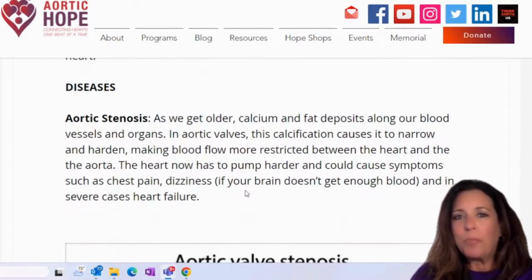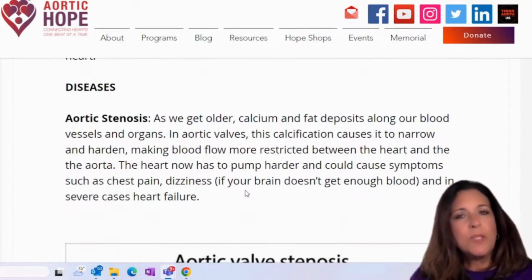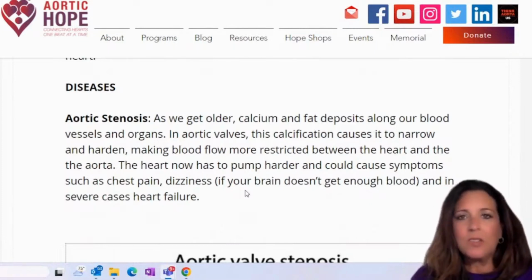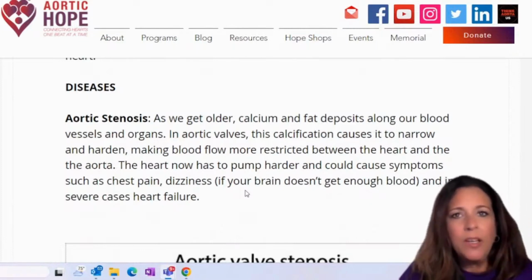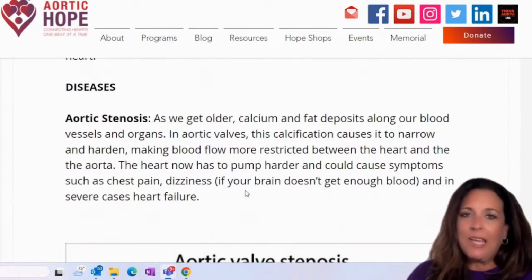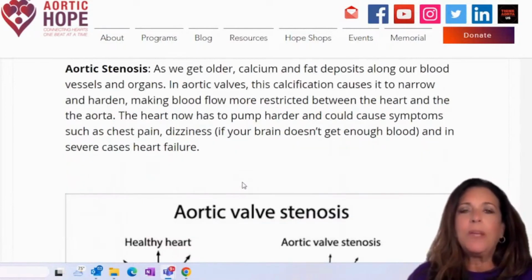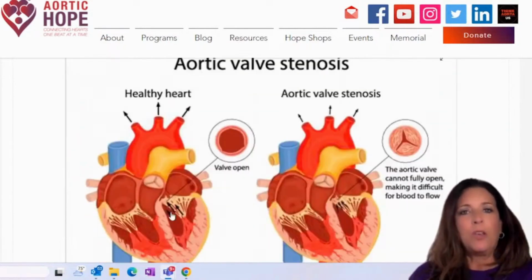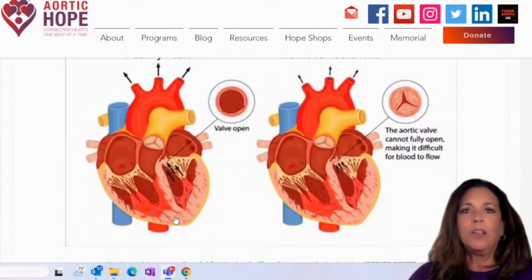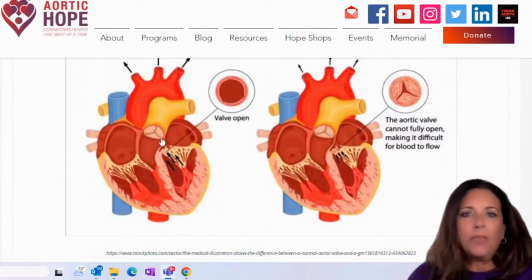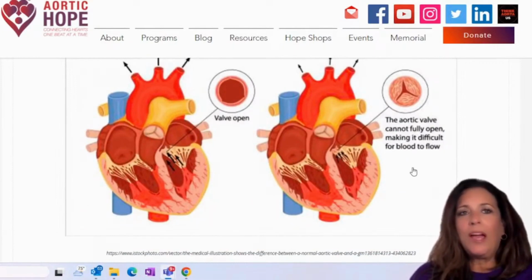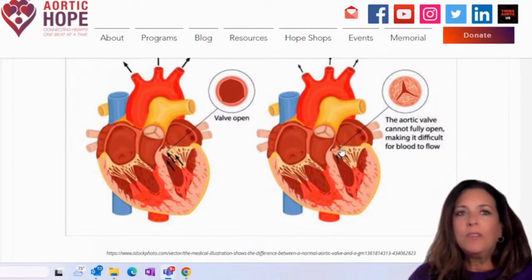The heart now has to pump harder and could cause symptoms such as chest pain, dizziness, like if your brain doesn't get enough blood. And in some severe cases, it can cause heart failure. So that would be aortic stenosis. Here's a picture of it. You have a healthy heart beating, valves opening. Okay. Now, when you have stenosis, the valve can't actually open fully.